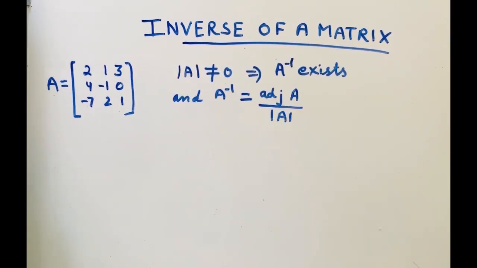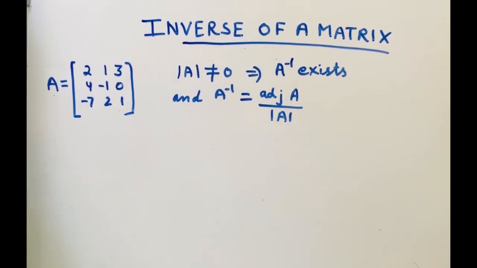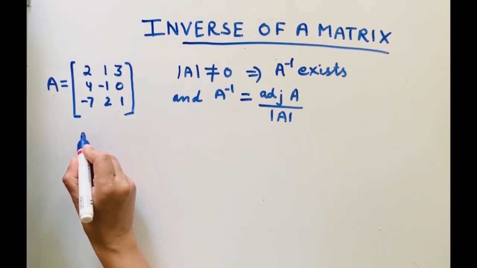This step you have to write in every question, that the determinant is not equal to 0, that means A is non-singular. So A inverse exists, and A inverse is equal to adjoint of A divided by determinant of A. Now we will find the adjoint of A. For finding the adjoint of A, we have to find the cofactors. So first we will find the cofactors.